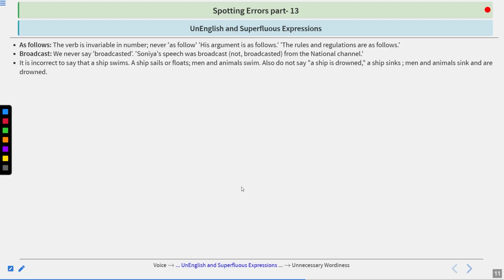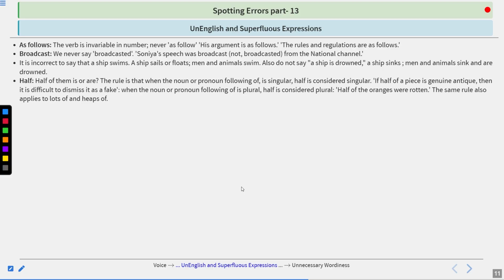It is incorrect to say that a ship swims. A ship sails or floats. So do not say swims. Man and animals swim. Also do not say a ship is drowned. Say a ship sinks. Man and animals drown; ships aren't drowned.